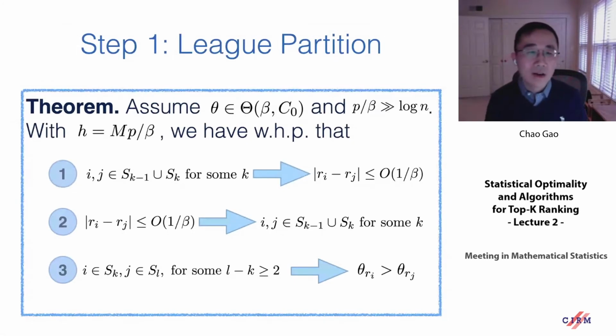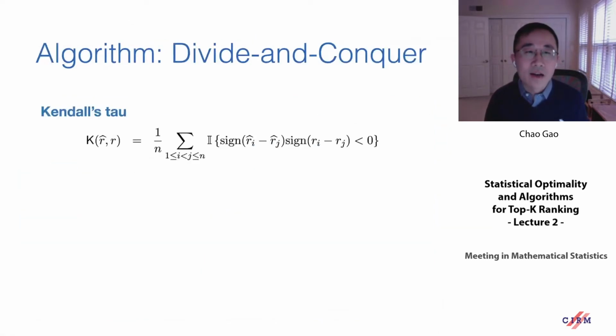Here, I set the parameter H, the threshold in the algorithm, to be the constant M times P over beta. This is not practical in reality because you do not know P and beta, but we can certainly replace H by an estimator of H. H can be easily estimated from the data, and the result of the theorem can still be proved with such an estimator. Okay, so this is step one.